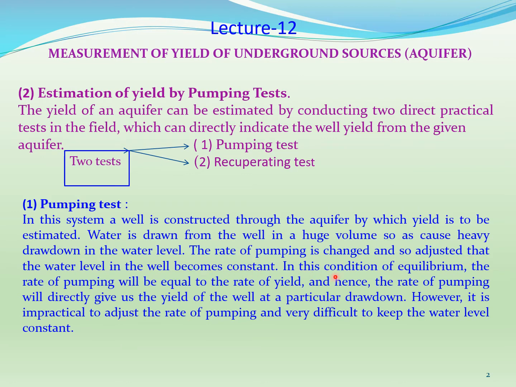In this condition, the rate of pumping will be equal to the rate of yield, and hence from the rate of pumping, the rate of yield can be directly measured for a particular drawdown. However, it is impractical to adjust the rate of pumping and very difficult to keep the water level constant.